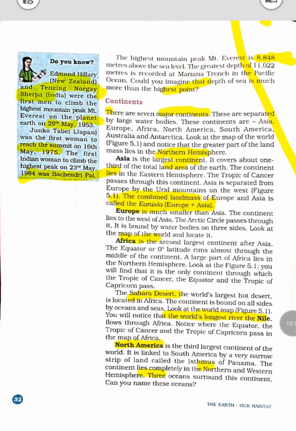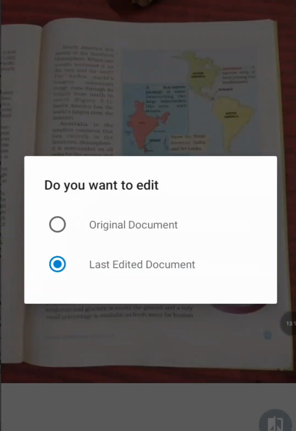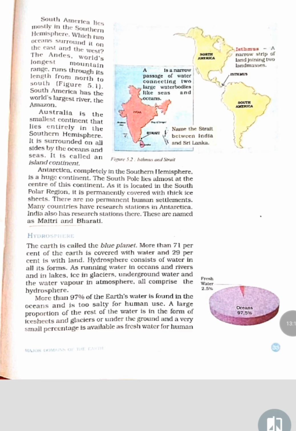And next is South America, which is also present in the southern hemisphere and connected to North America through the Panama Canal. South America lies in the southern hemisphere, and two oceans surround it on the east and the west. From the east it is surrounded by the Atlantic, and from the west by the Pacific. The Andes, the world's longest mountain range, runs through its length from north to south.